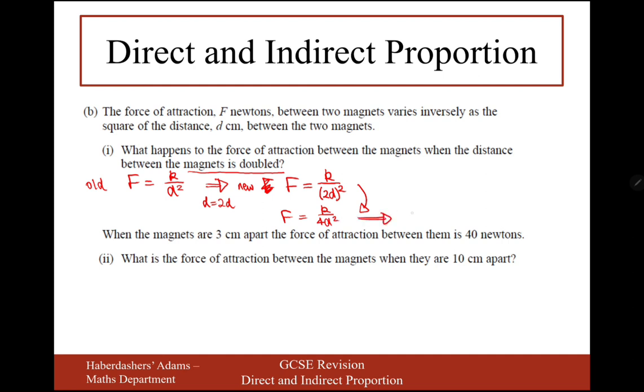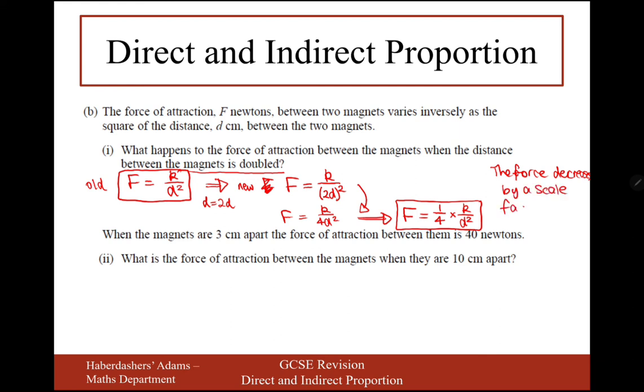And if I write this just slightly differently, I'll emphasize the point a little bit better. This is equal to a quarter times K over D squared. So you can see here from before, I'm now looking at this part here and this part here. The force of attraction is now a quarter of what it used to be. What it used to be was k over d squared, and now it's a quarter of it. So what happens to the force between the magnets when the distance is doubled? The force decreases by a scale factor of a quarter, we could say, actually, probably better.